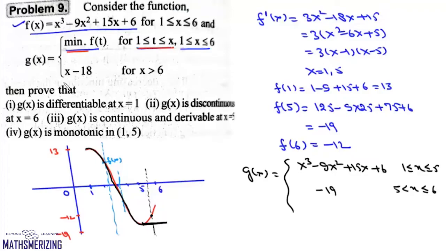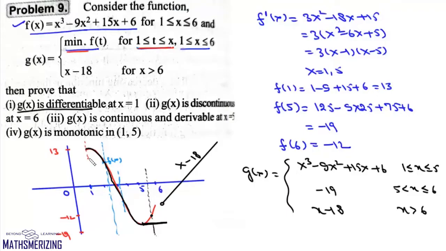If we put x as 6, this value will be minus 12. So it will start from minus 12 and then it will go like this. So this is x minus 18, when x is greater than 6. Now first we need to prove that g(x) is differentiable at x equals 1.